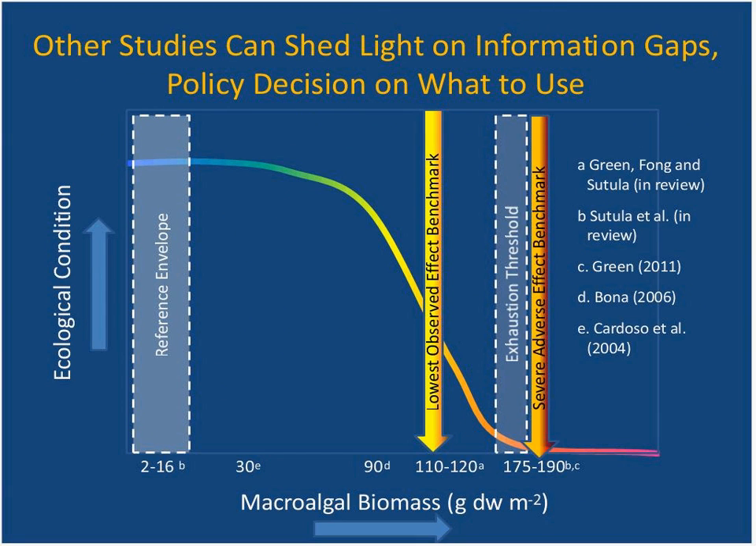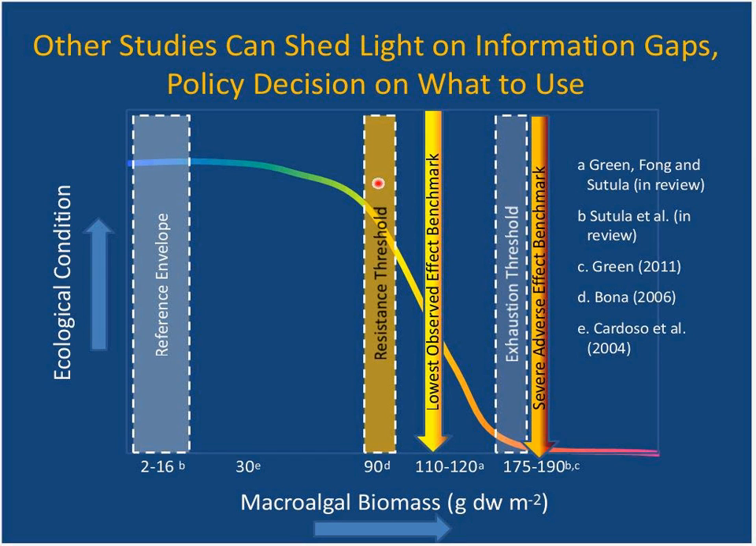So if you think about it, these studies can shed light on the information gaps. In particular, we have high confidence in the severe adverse effects, really sorting this exhaustion threshold that we documented with the camera survey. This threshold represents approximately where the Bona paper would put it, 90 grams dry weight per meter squared. So this is sort of medium confidence, and then the low effect, let's say that's approximately 30, but then we have very, very low confidence in those numbers, and this is still an area where I think additional research needs to be done.